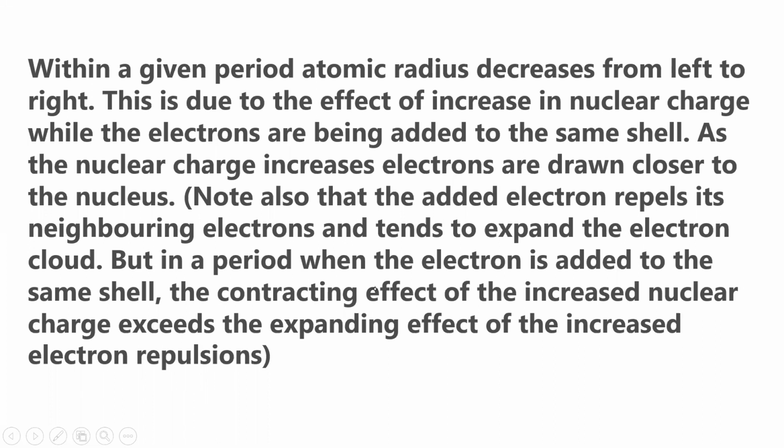As the nuclear charge increases, electrons are drawn closer to the nucleus. Also, the added electron repels its neighboring electrons and tends to expand the electron cloud. But in a period, when the electron is added to the same shell, the contracting effect of the increased nuclear charge exceeds the expanding effect of the increased electron repulsions. That is nothing but effective nuclear charge being more than the shielding effect, due to which the atomic radius decreases.